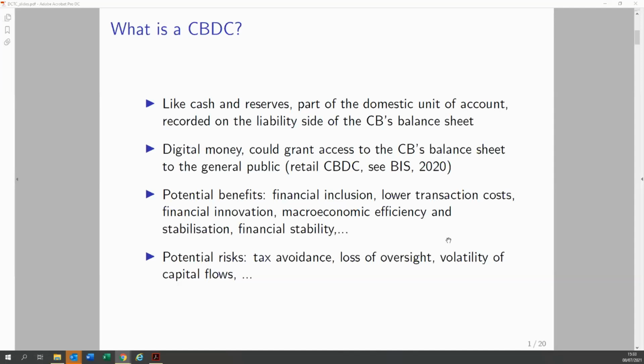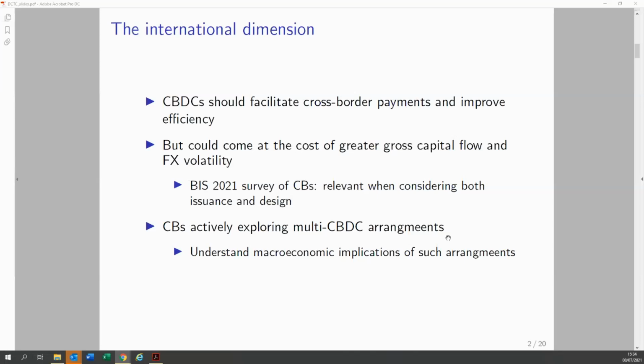And then on top of that, there is the international dimension that's interesting here in this context. There is the idea that CBDC should facilitate cross-border payments and improve efficiency, so open economy extensions of the closed economy benefits. But there is a worry that this could come at the cost of greater financial instability. In particular, I will show you a picture in the next slide from a survey of central banks where this has come out as one of the concerns that central banks have.